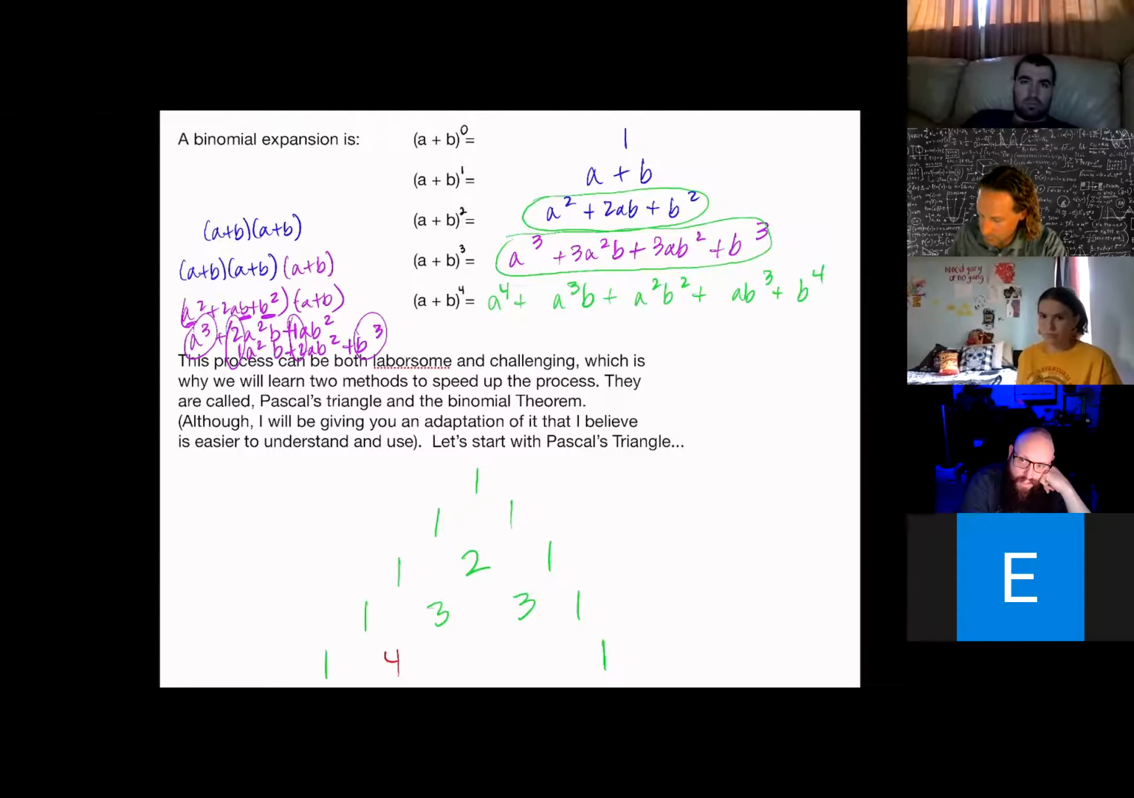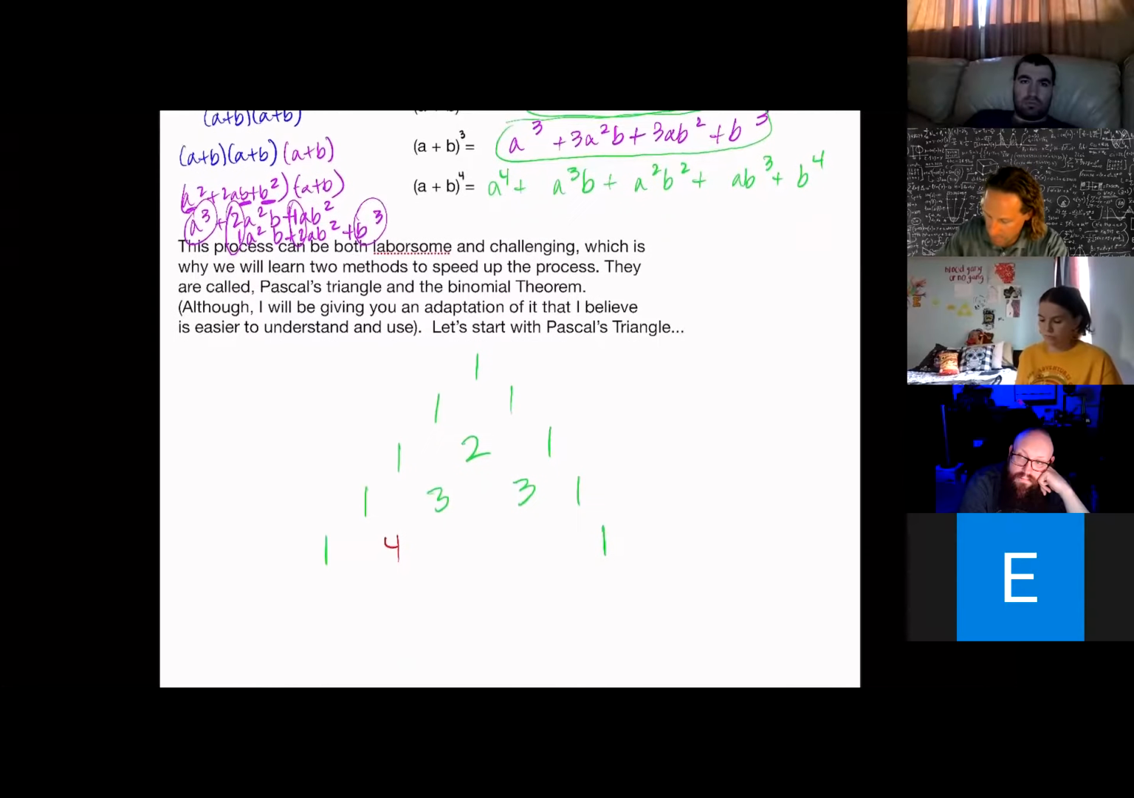So you got a to the third, b to the first, a to the second, b to the second, a to the first, b to the third. Very good. He's pretty good at finding patterns. I like that, Dustin. Excellent job. Some of you have done this before. Great. Now, there's all kinds of patterns within this, right?